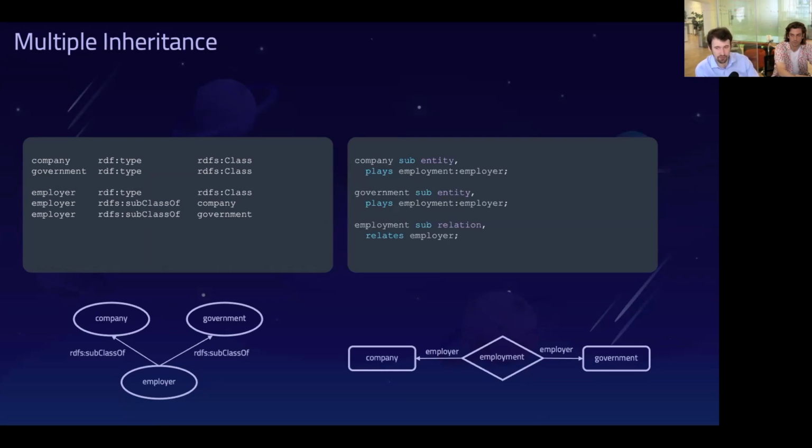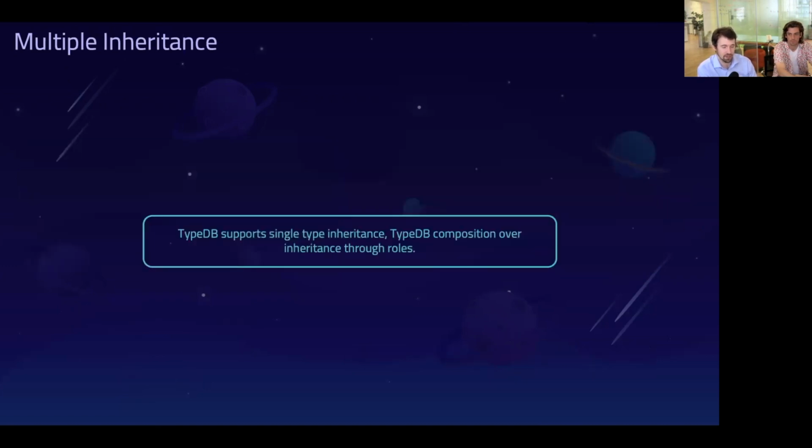And defining those definitions for what can and what cannot be modeled in what roles can be played is done like so. So we've got an employment, a company that plays the role of employer in an employment relation, and simply we see there at the bottom, with the keyword relates, we can then define that the role relates to a particular relation. So this is an important point. In TypeDB, we support single type inheritance. And TypeDB prefers composition over inheritance through roles.